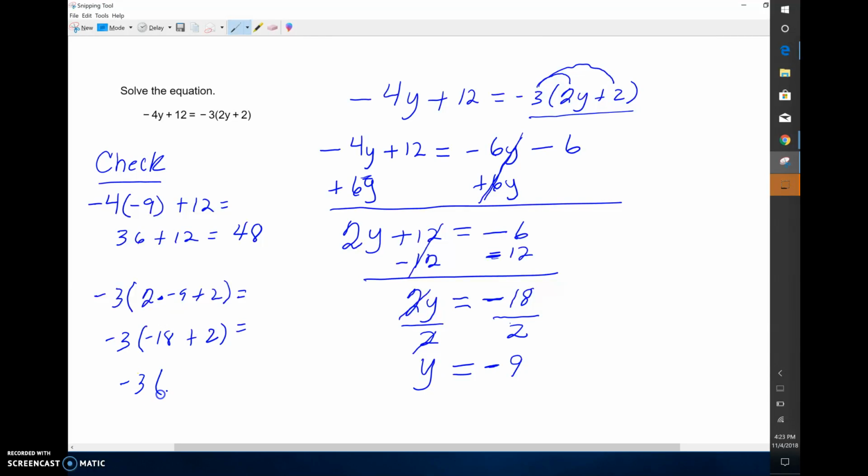So you have negative 3 times negative 16. Since the difference of 18 and 2 is 16, and you notice we had negative 18, so it's negative 16. And the product of negative 3 times negative 16 is 48. So you notice it checks. So the solution is y equals negative 9.